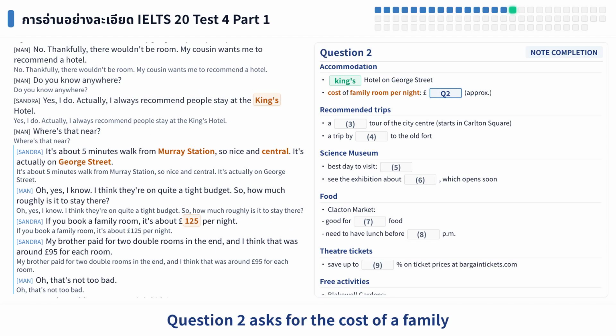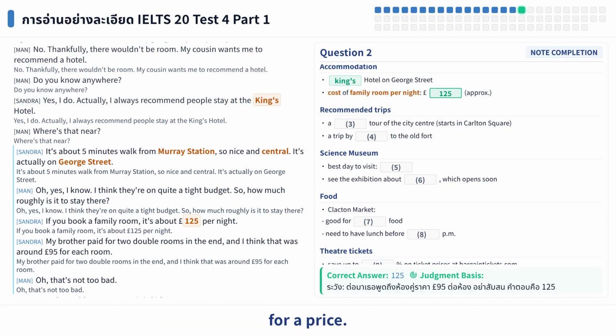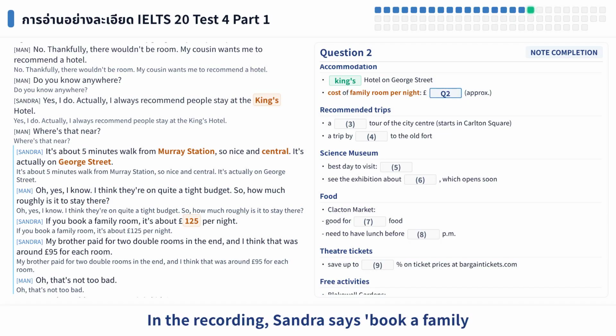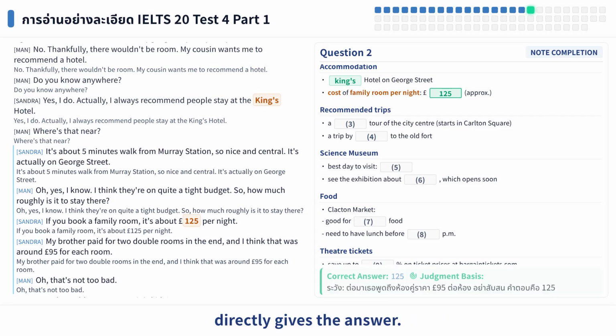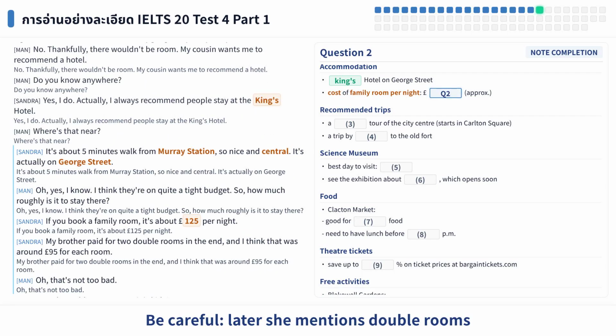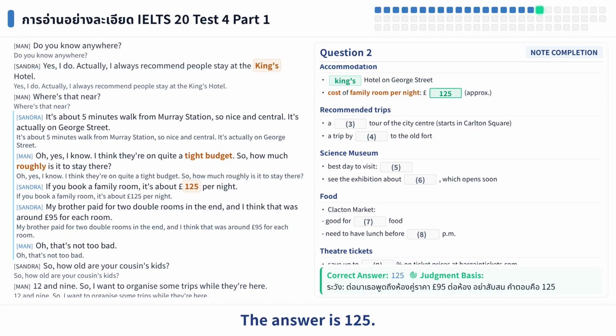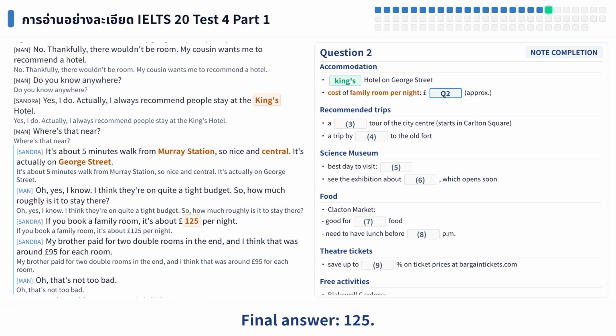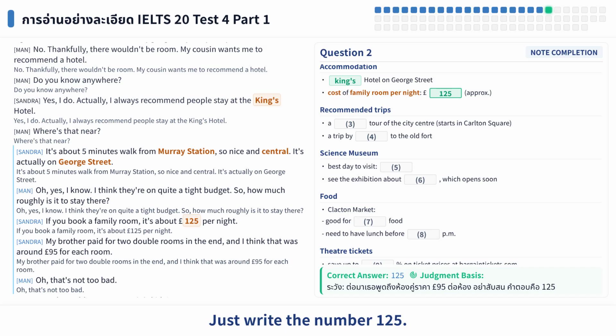Question 2 asks for the cost of a family room per night. You need to write a number. The clue words before the blank are cost of family room per night, telling us to listen for a price. In the recording, Sandra says, book a family room. It's about £125 per night, which directly gives the answer. Be careful. Later she mentions double rooms are £95 each. Don't mix them up. The answer is 125. Final answer, 125. Just write the number 125.